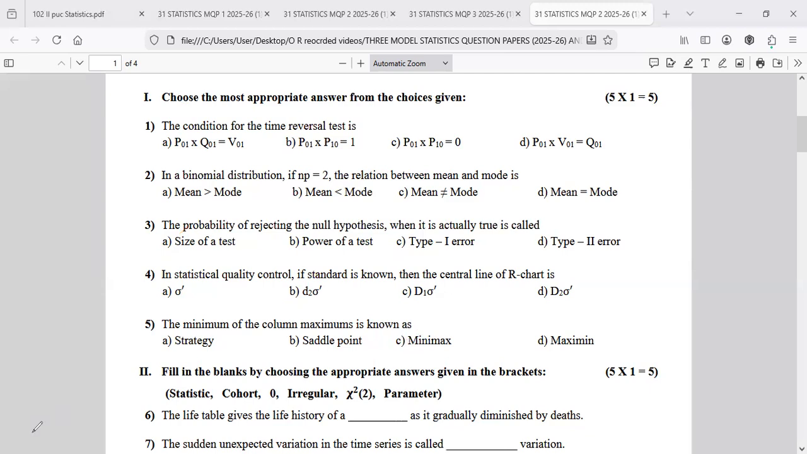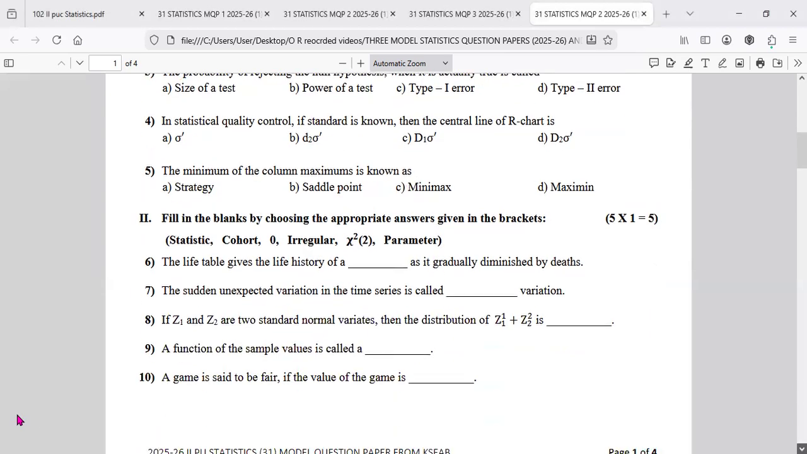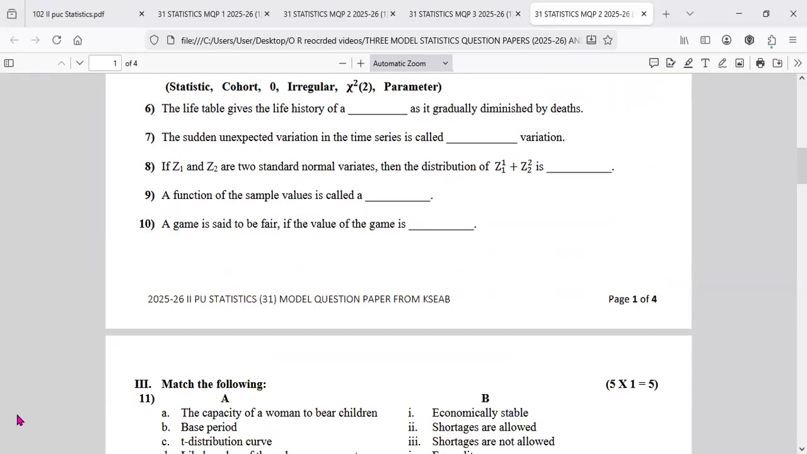Now, fill in the blanks by choosing the appropriate answer given in the bracket. Okay? Yes. Let me check. The life table gives the life history of a dash as it is gradually diminished by death. Yes. So this is nothing but cohort, remember. Cohort is the answer, because life table is the life history of a cohort. A cohort is a group of individuals who are born at the same time and who experience the same mortality condition.